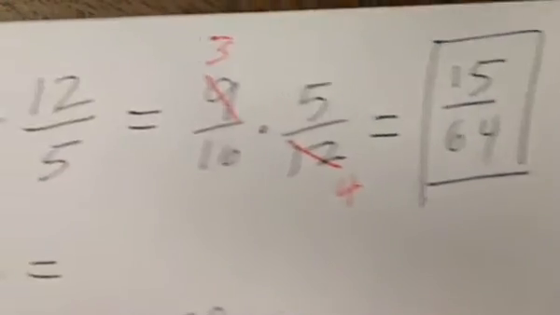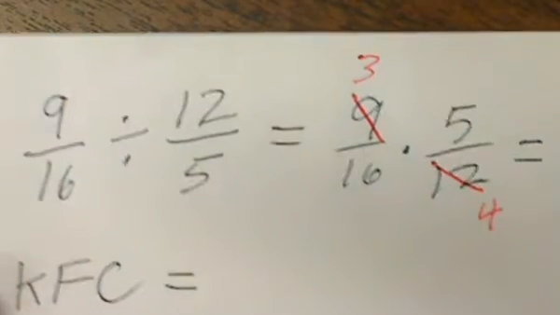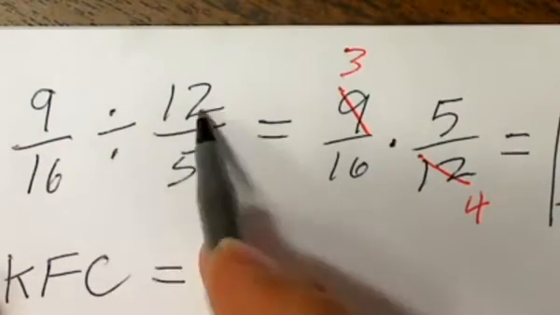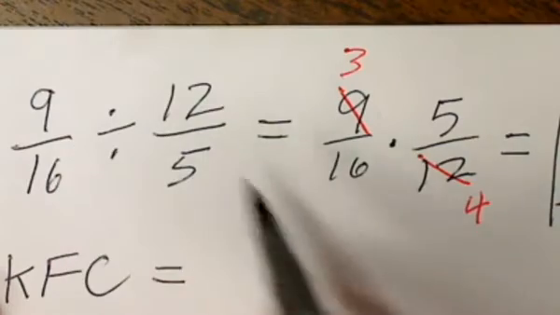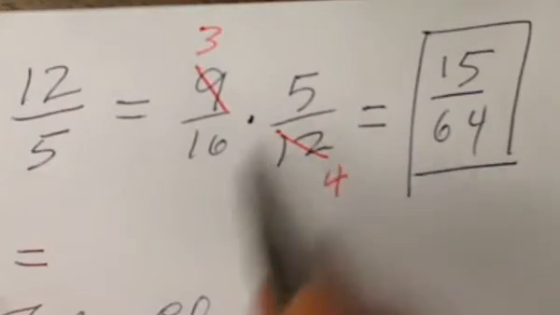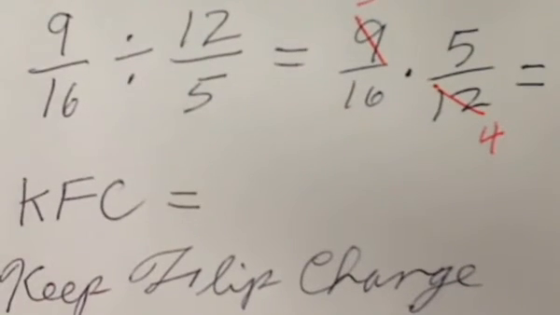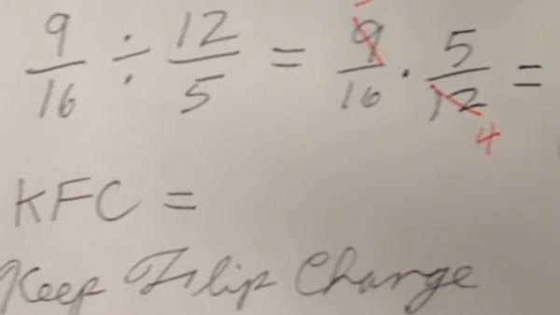15/64ths is the answer to 9/16 divided by 12/5. Remember, do not cancel fractions in division or addition or subtraction or any operation except multiplication. To divide fractions, quickly review, keep the first one, flip the second one, and change the sign to multiplication.